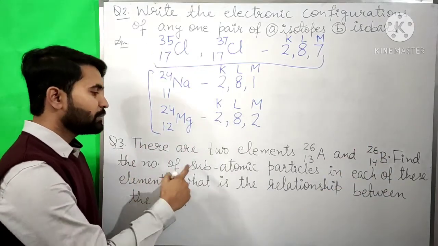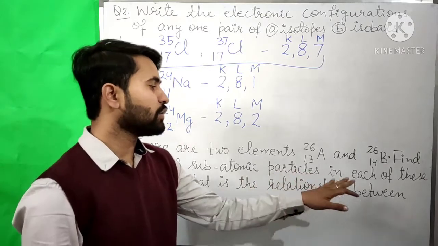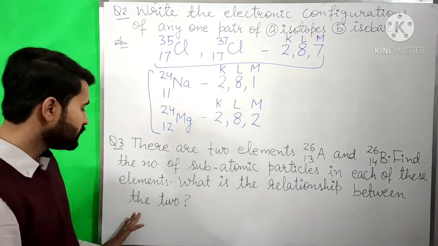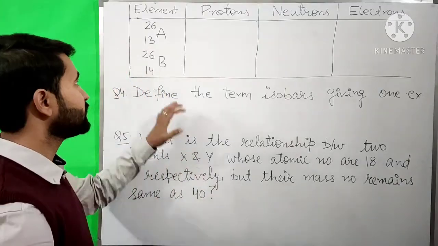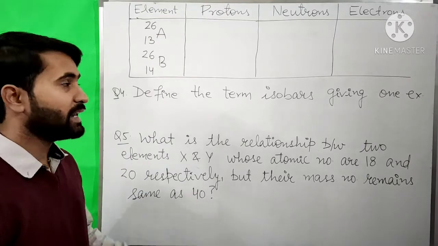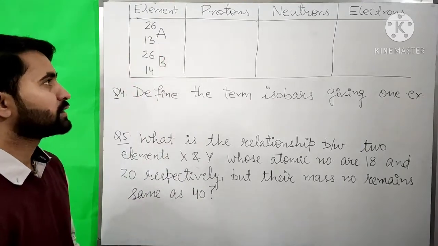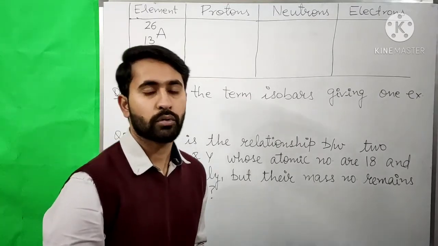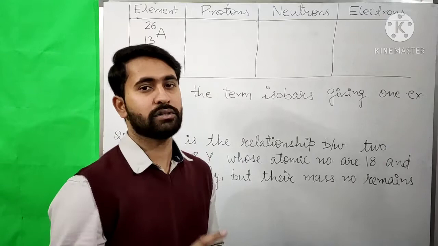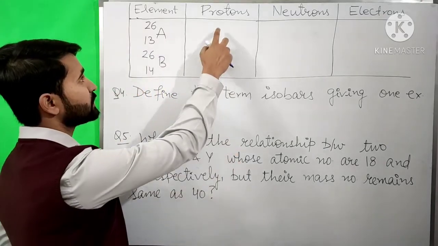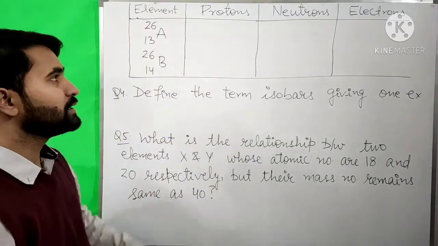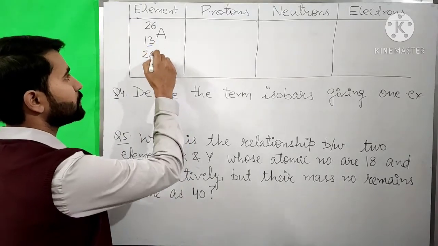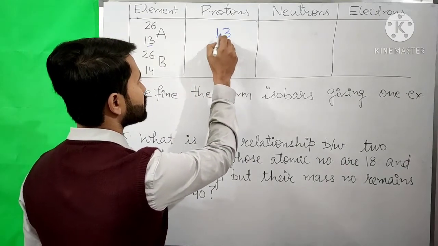Find the number of subatomic particles in each of these elements and what is the relationship between these two. So I have written the elements here. So the first element is 13A26. Now the subatomic particles means we have to find the number of protons, neutrons and electrons in it. So first of all, the number of protons in it will be 13 because the number of protons is equal to atomic number. So number of protons will be 13.